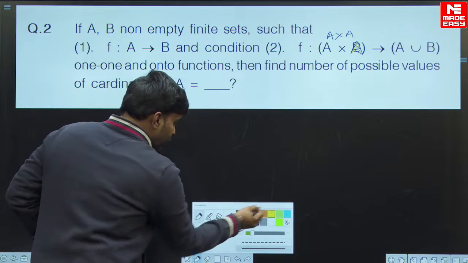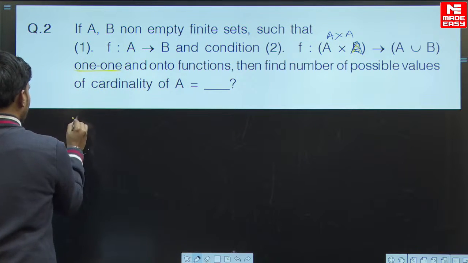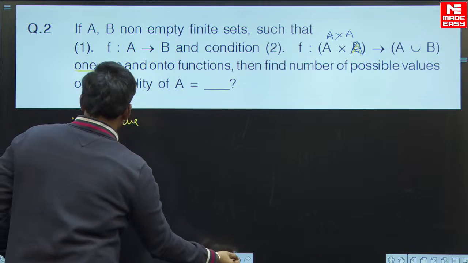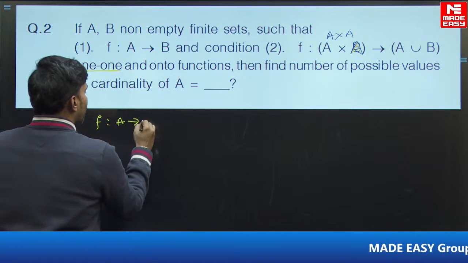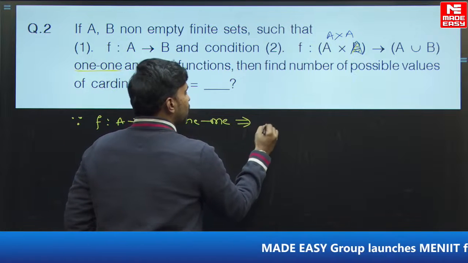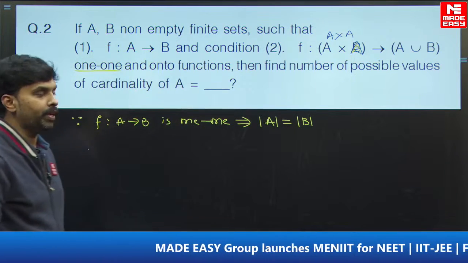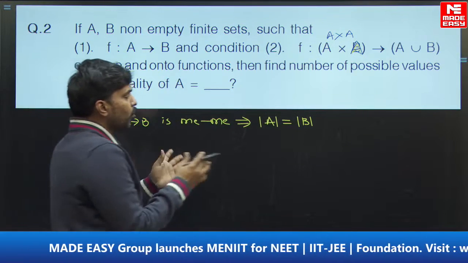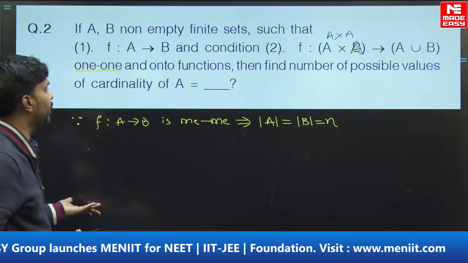So here, considering that both are 1-1, let me write like this. Since F from A to B is 1-1, that implies that the cardinality of A is equal to the cardinality of B here. That means the size of A and the size of B are both the same. If both the sizes are the same, let me suppose that it is some n here, right or not?